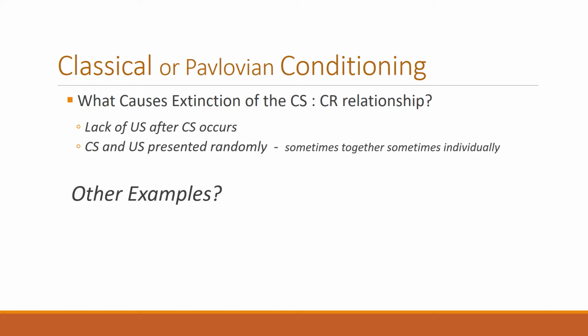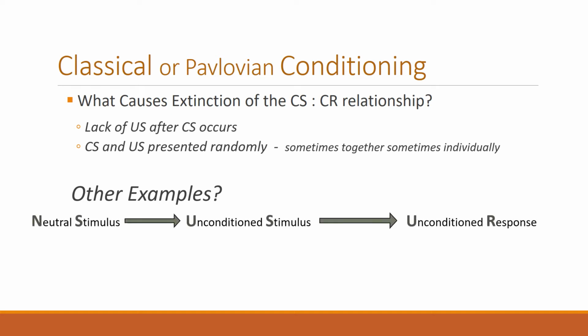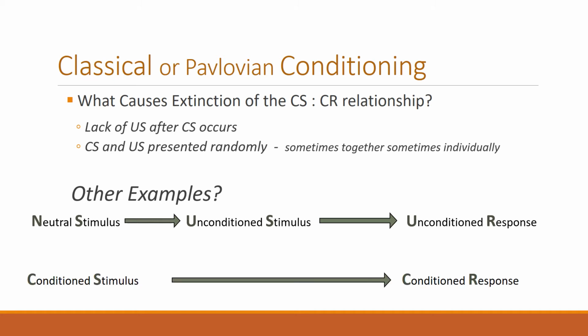Okay, not very often do we want to put salivation under stimulus control, so what are some other examples? Can you think of other examples where you're going to take a neutral stimuli, pair it to an unconditioned stimuli, and then an unconditioned response? So what you're trying to do is find a conditioned stimuli that leads to a conditioned response. Okay, this is a hard one. Here's a couple that might be relevant.